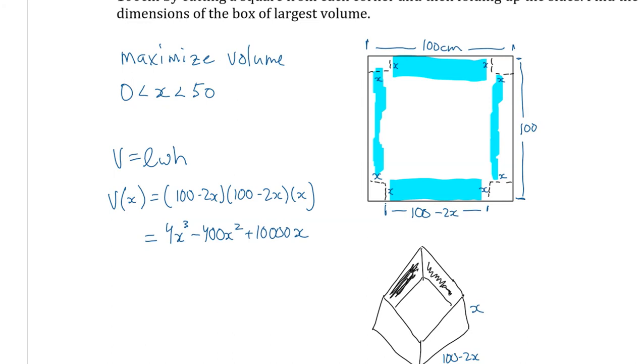If I left it as 100 minus 2x all squared times x and did product rule, it would work. It wouldn't be that hard. That's a pretty easy product rule. But again, I think it's worth your time with these polynomial ones to expand, because their derivative is going to be a lot easier.